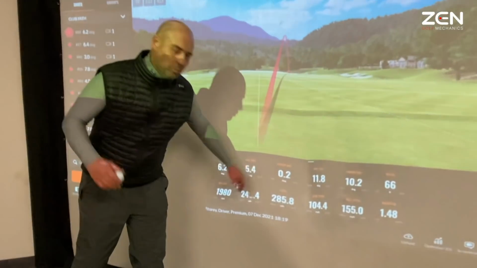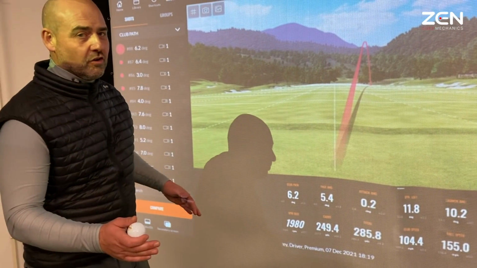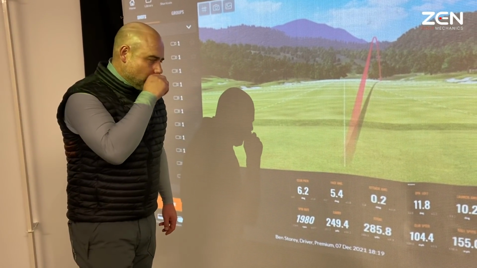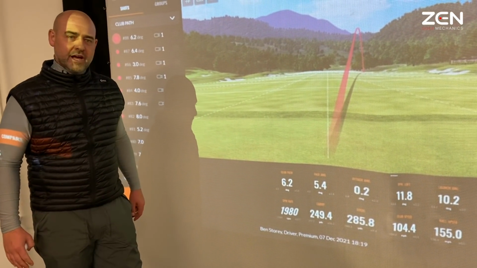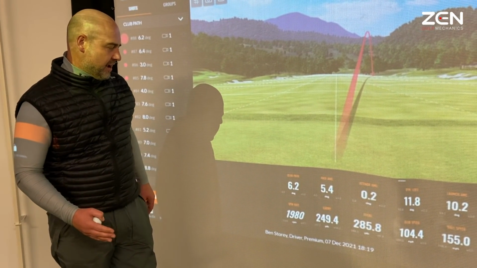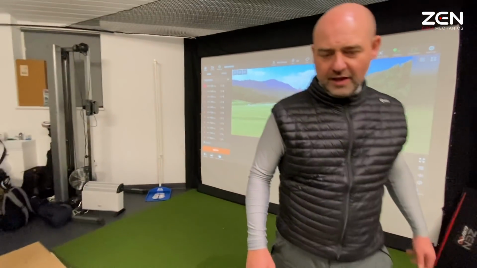Foz, 0.2 angle of attack down. Now I know this is not normal for Foz because he's got a positive angle with his driver. 155 ball speed, 249.4 carry. So they're the numbers that we're getting out with a lower kind of angle of attack. So now we'll go with the positive, the high angle of attack, Foz.